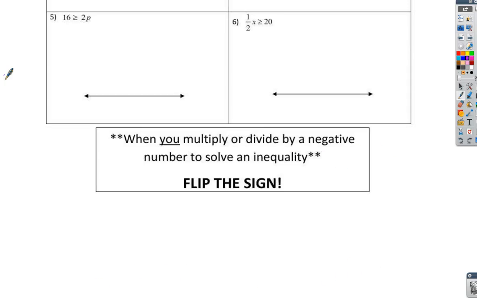Okay, looking at the bottom of the page, we always start on the side with our variable, and then we look for our constant. But we don't have a constant, so we're just looking at our coefficient. So 2p. 2 and p are being multiplied. The opposite of multiplication is division, so we're going to divide both sides by 2, because that's that number we want to get rid of. Cross out what we used, bring down what we have left. So 16 divided by 2 would be 8. We have 8 is greater than or equal to p.